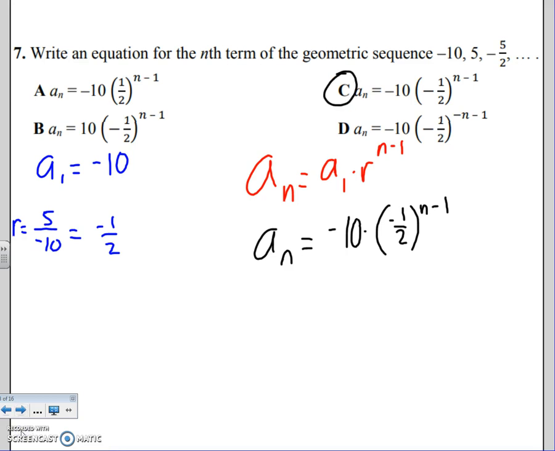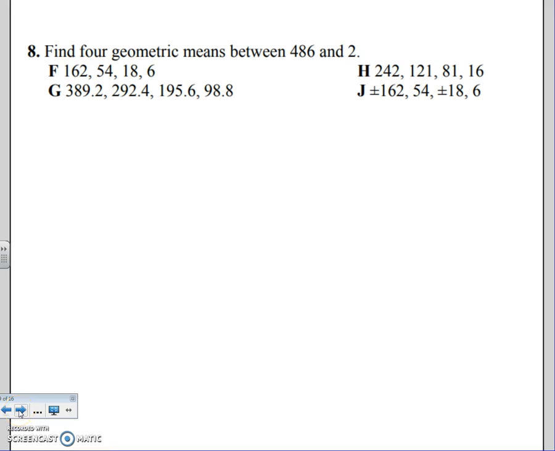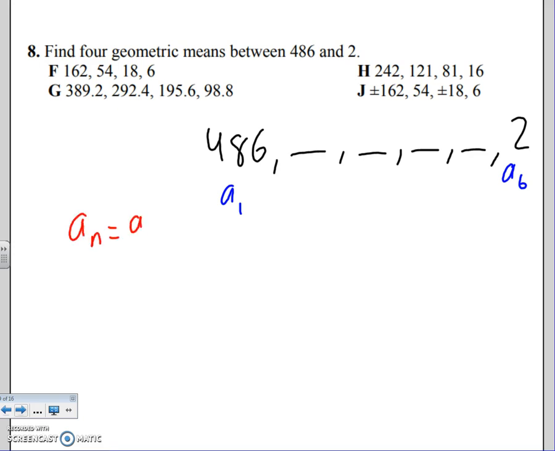Alright, now time for problem 8. Find 4 geometric means between 486 and 2. So we're trying to find 4 numbers between those two numbers. Alright, so we do know this is a sub 1. And there's 6 terms, so this is a sub 6. This is a geometric series, so let's use the nth term form for geometric series. That is a sub n equals a sub 1 times r to the n minus 1. Alright, so we fill out what we know.